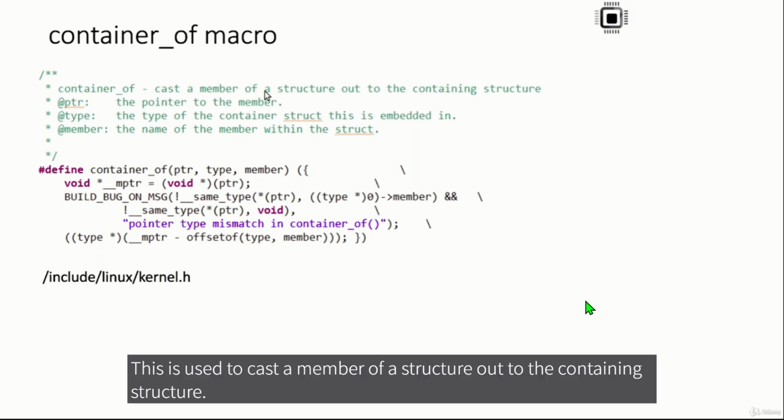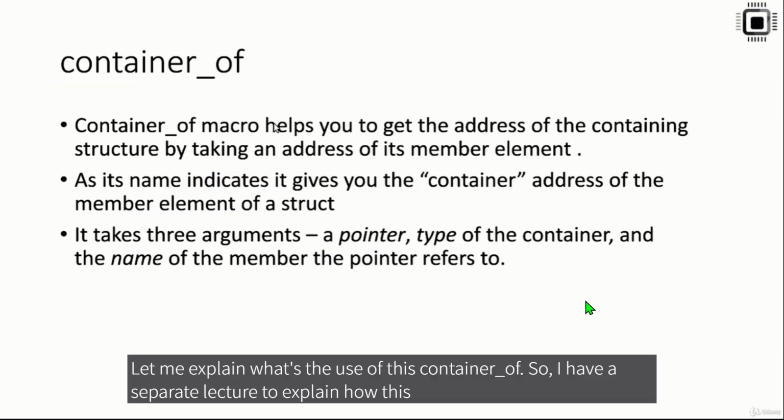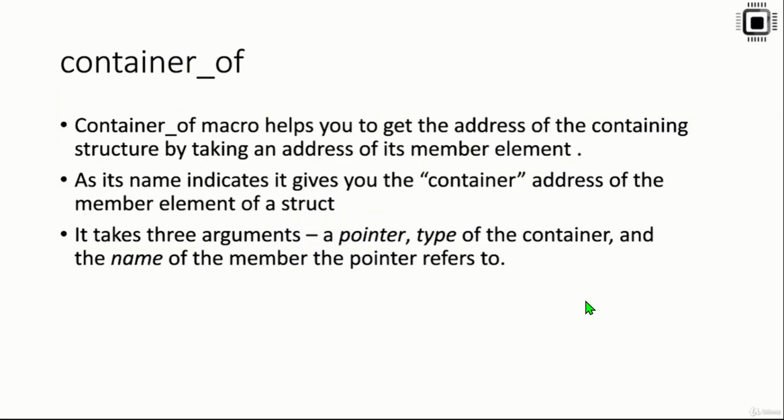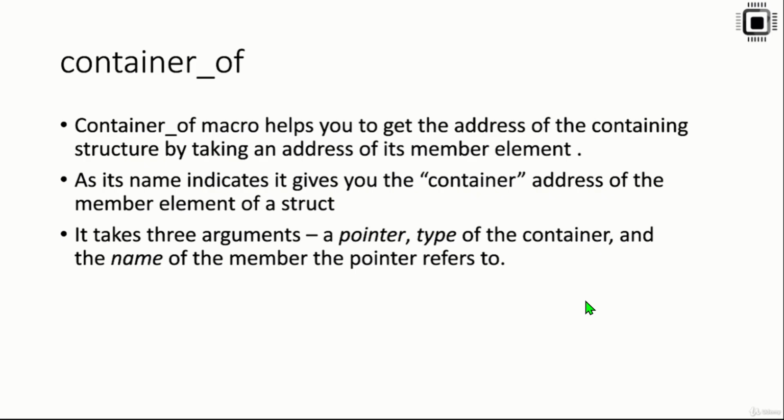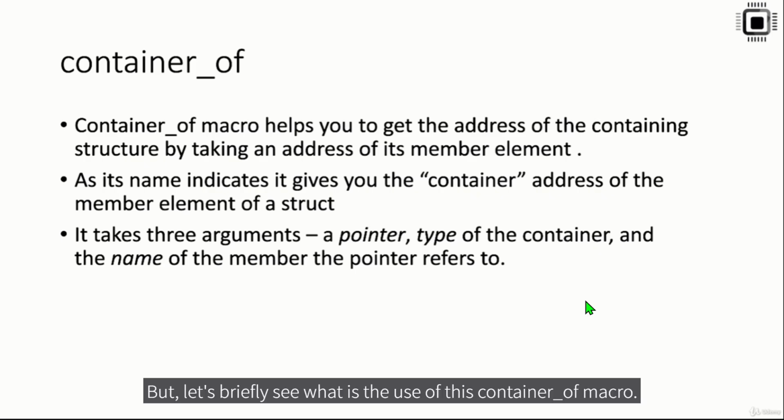This is used to cast a member of a structure out to the containing structure. Let me explain what's the use of this container_of. I have a separate lecture to explain how this container_of actually works. Maybe I will cover that once I finish this exercise. But let's briefly see what is the use of this container_of macro.